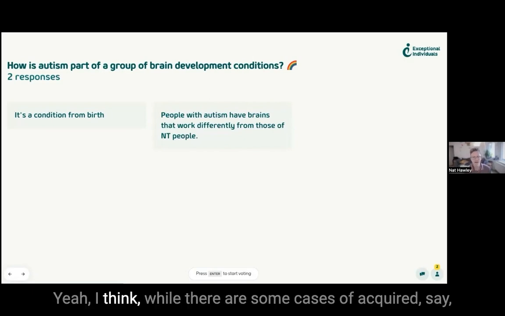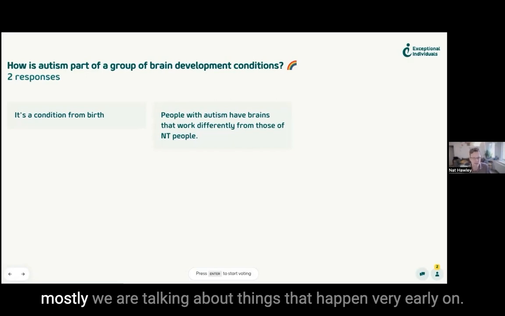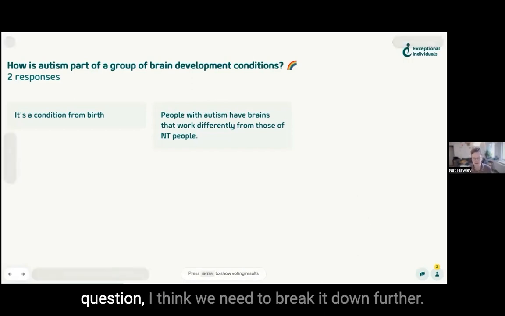Yeah, I think while there are some cases of acquired, say, dyslexia or acquired autism, they are different, but mostly we are talking about things that happen very early on. But I think, to be honest, this is a bit of a tricky question. I think we need to break it down further.